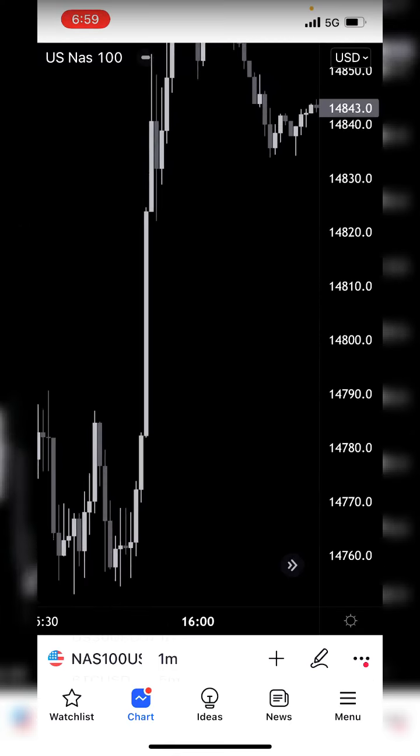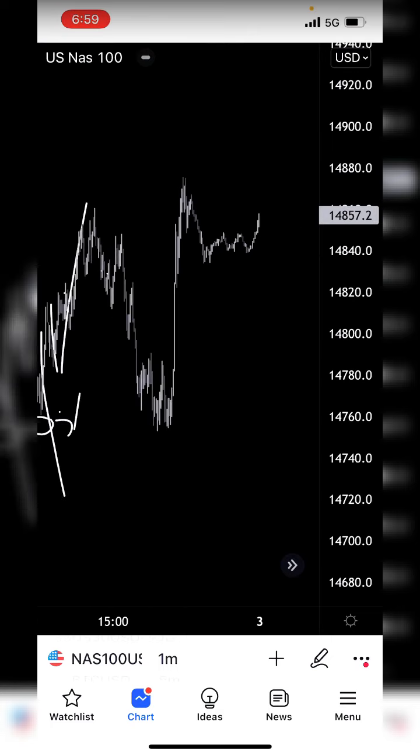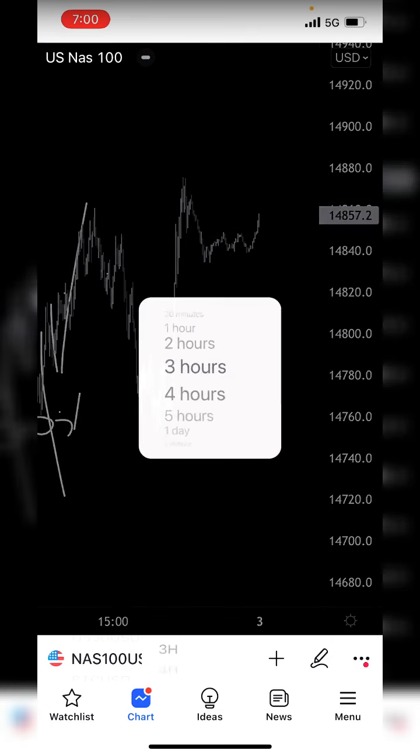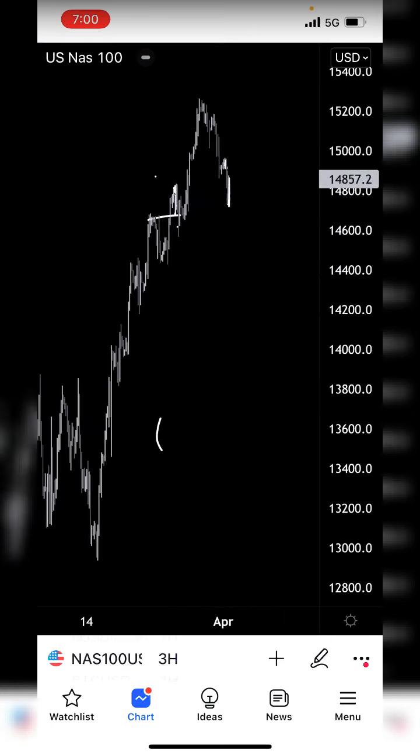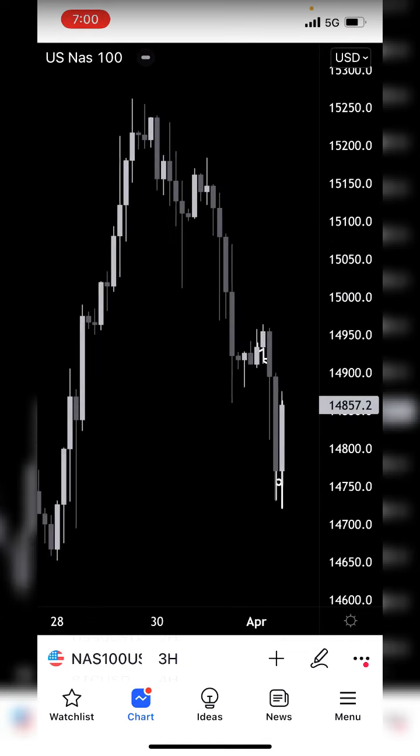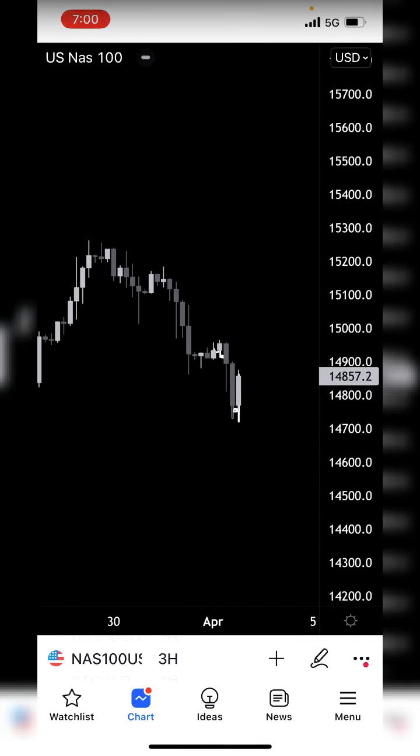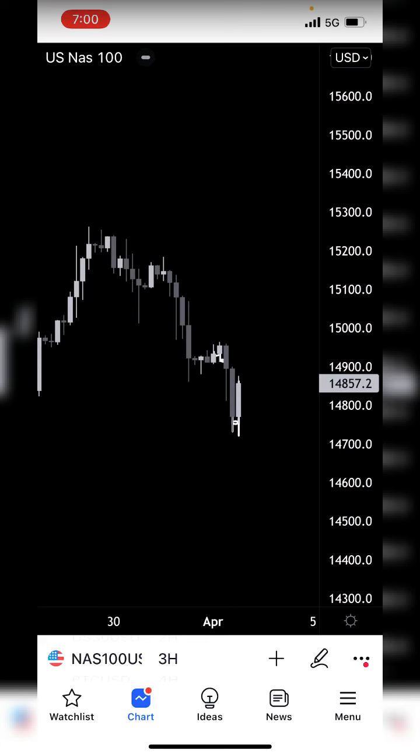Yeah, NAS is buying. I think I'm gonna go on the higher time frame to see what's up. Yeah, so I'm not too sure about NAS. NAS will need to come up all the way back to where we dropped from.